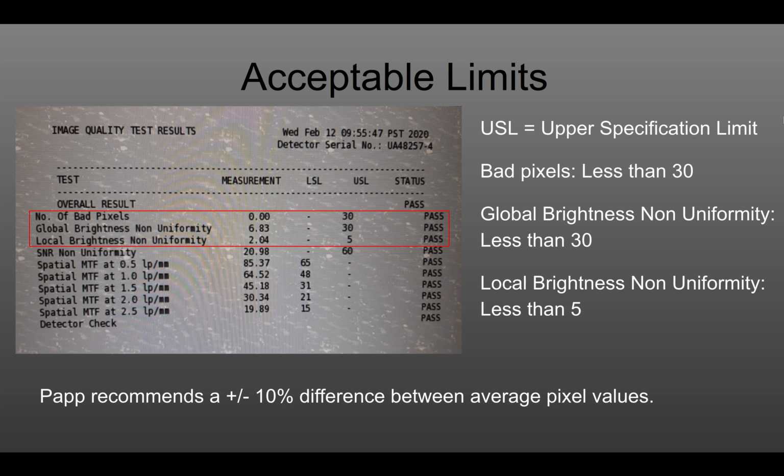The acceptable limits for uniformity for one of Northwest's digital X-ray rooms are listed in this image of test results. The upper specification limit for global brightness non-uniformity is 30. Global is the difference in average pixel values across the entire image, so there's more room for error because there's a larger sample. The local brightness non-uniformity upper limit is a smaller value of 5. That's because it's a smaller sample. And yeah, just look at that. We have no bad pixels, so no need for signal interpolation. These numbers are different than the plus or minus 10% recommendation by Papp. Perhaps this system uses the standard deviation values as a gauge for uniformity.